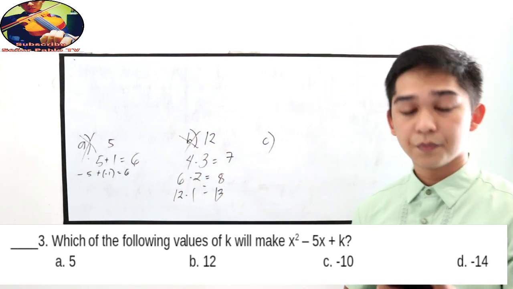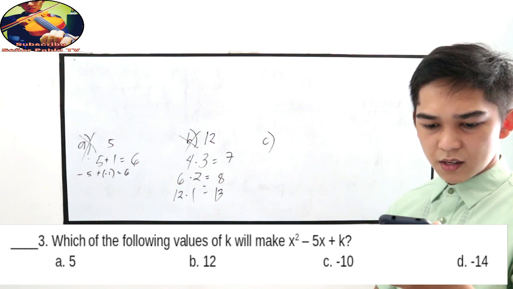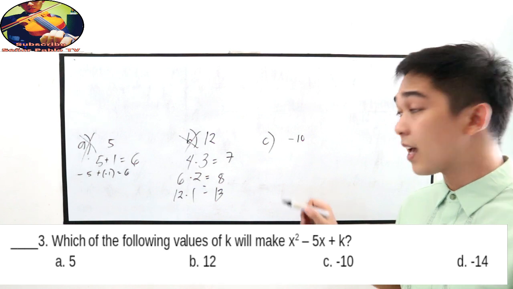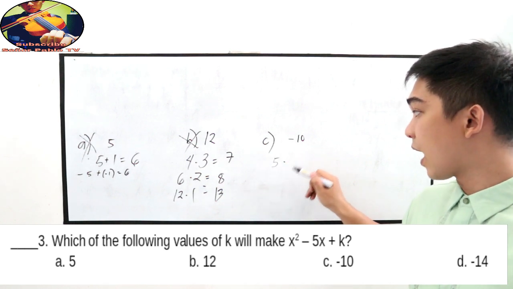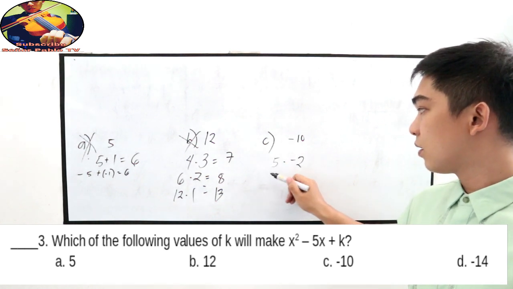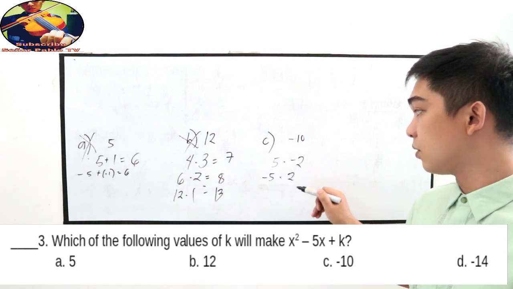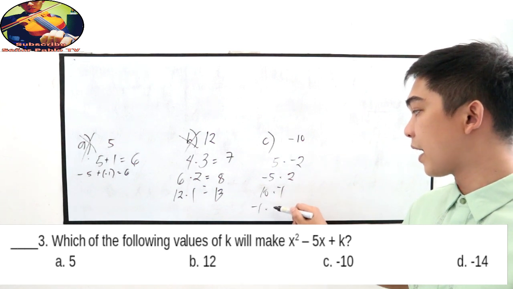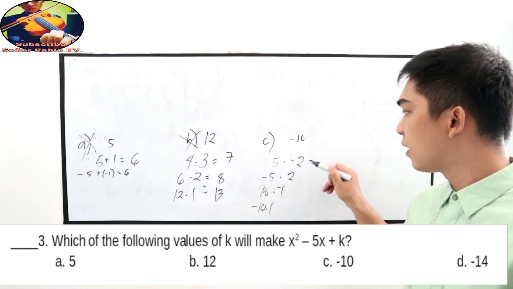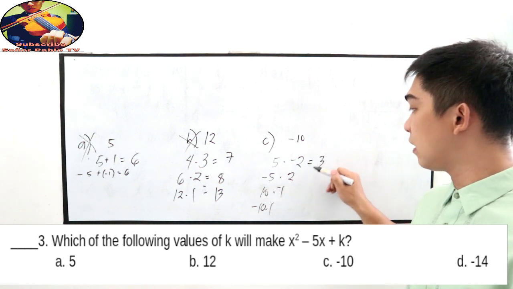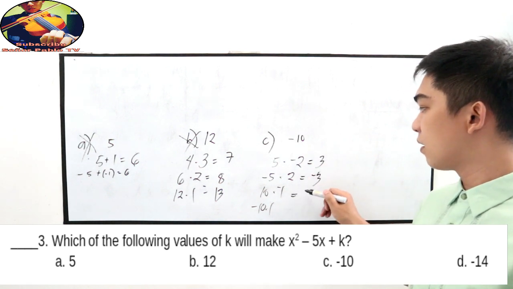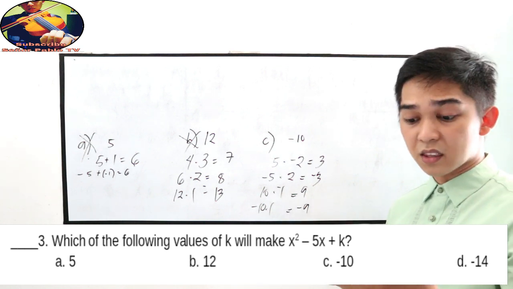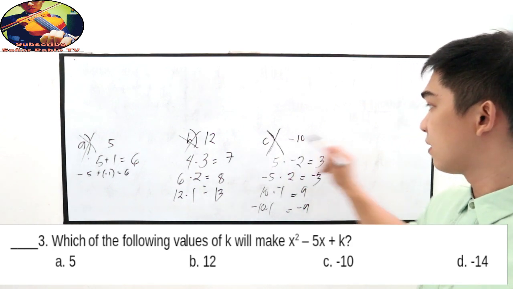Letter C. Letter C natin, negative 10. Ang factors sa negative 10 can be 5 times negative 2. O kaya negative 5 times positive 2. 10 times negative 1, or negative 10 times 1. Pag pinag-add natin, that is 3, negative 3, 9, negative 9. Middle term natin is negative 5. So wala din. Mali din siya.